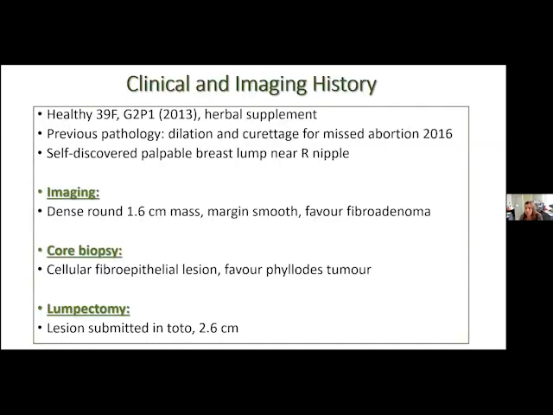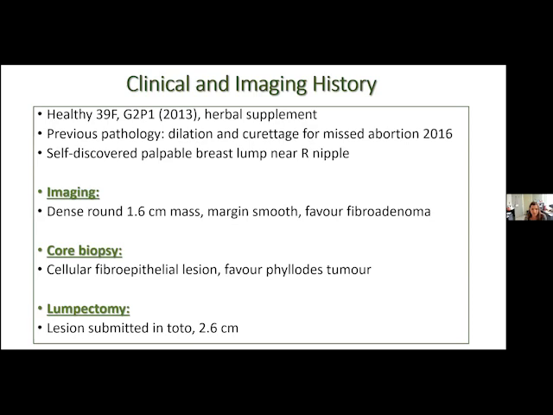So in terms of her general background, she was a healthy 39-year-old who has one previous child, and she was only taking a herbal supplement. The only previous pathology I found was some products of conception from a 2016 missed abortion. She came in for a palpable breast lump near her right nipple, which she discovered herself. Imaging showed a dense, round 1.6 centimeter mass with smooth margins. The radiologist favored a fibroadenoma.